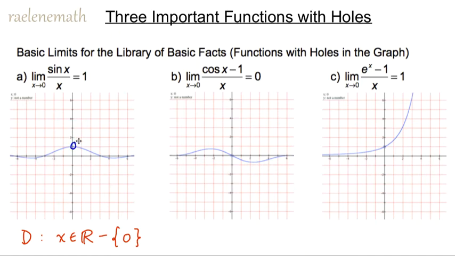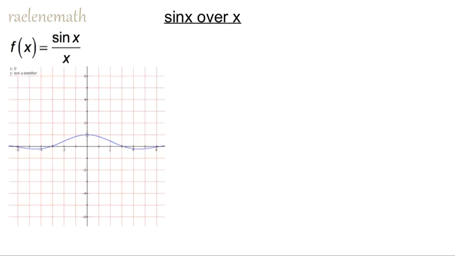And the first function, the hole is at (0, 1). In the second function, the hole is at (0, 0). And in the third function, the hole is at (0, 1) again. So let's take a look at the first function. f of x equal to sine x over x has odd symmetry because f of negative x is equal to the sine of negative x over negative x. Each of these functions is odd.